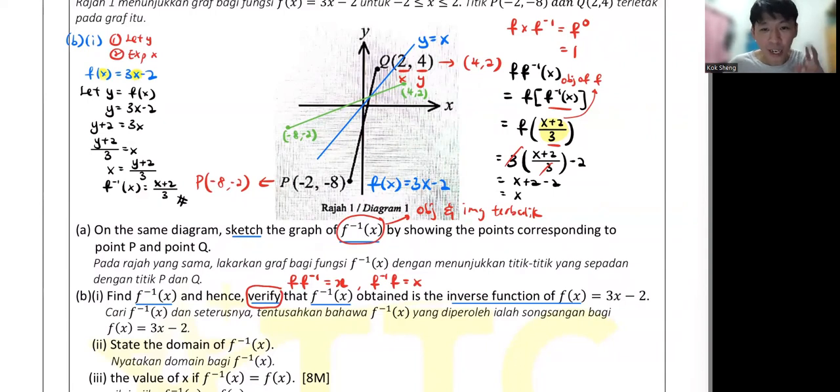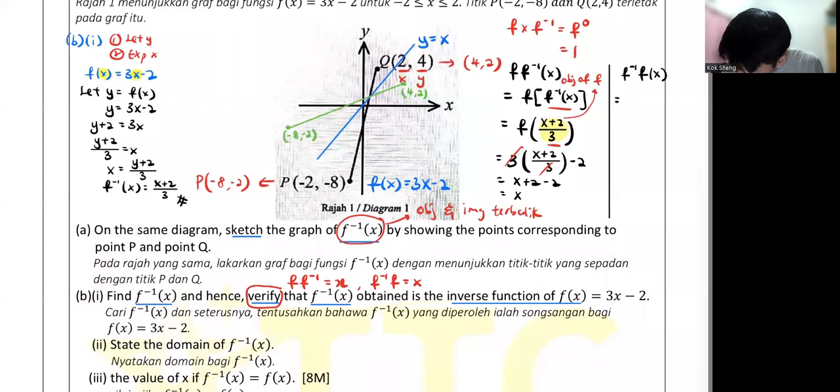One more. Find the next one. Find the other composite, F negative 1 F. So we already verified 50%, okay? Another 50%. Need to verify another 50%. This time the fx is the object. Fx minus u, 3x minus 2.